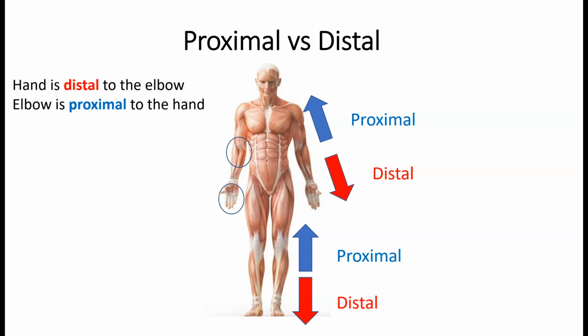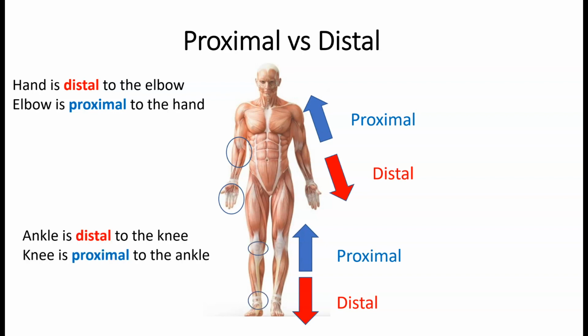So for example, looking at the right hand and the right elbow, we can say the hand is distal to the elbow, or conversely, we can say the elbow is proximal to the hand. If we're looking at the right leg in this case, the ankle is farther away from the knee. It's farther away from the point of attachment. So we say the ankle is distal to the knee, while the knee is proximal to the ankle.